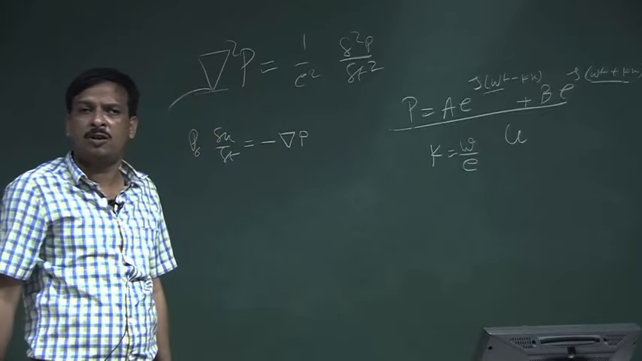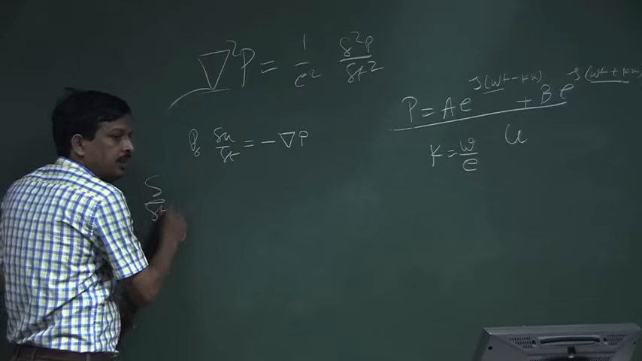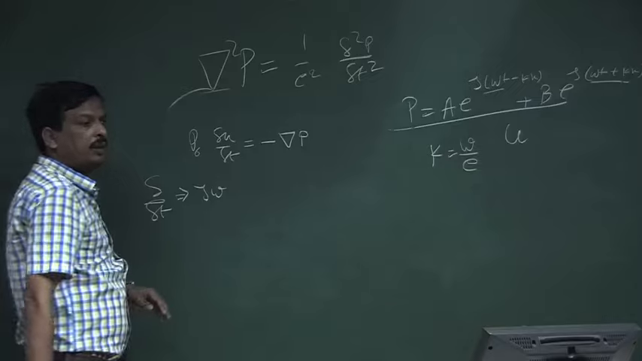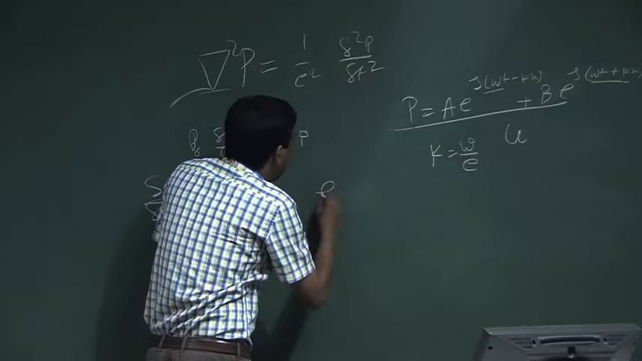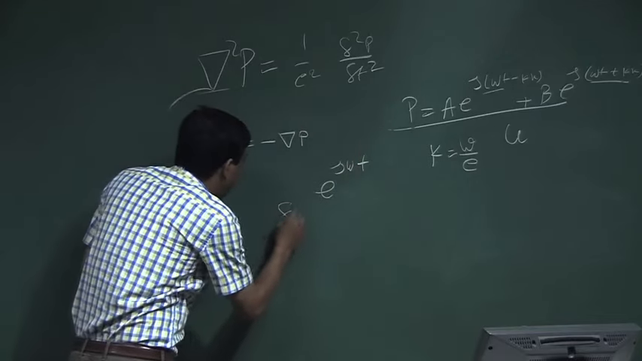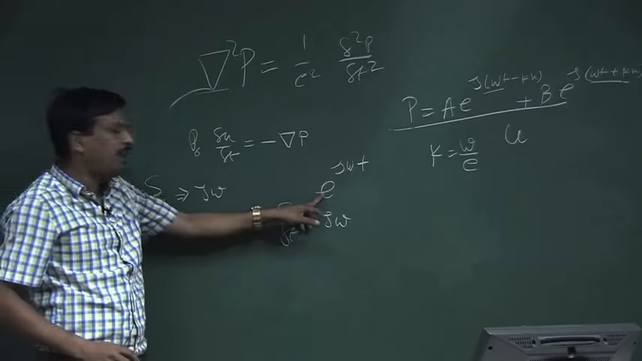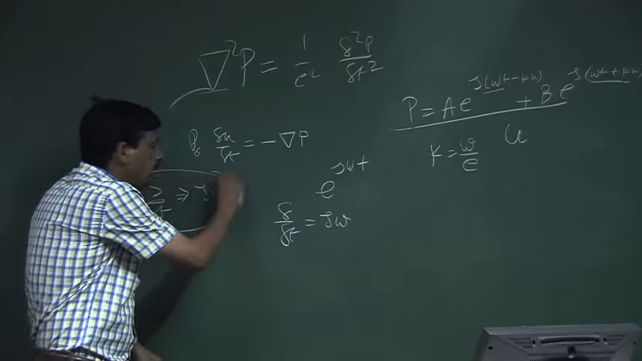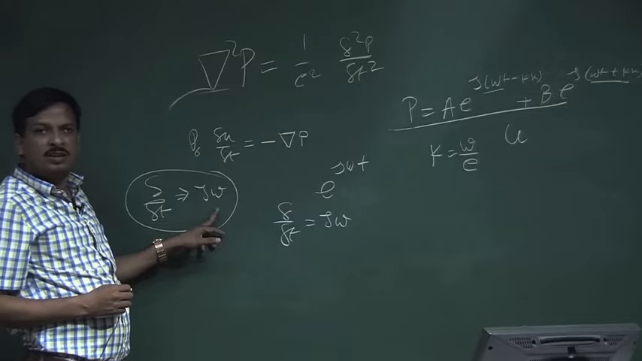minus divergence of p. Now, you know del by del t is written as j omega, because the entire sound field is varying with e to the power j omega t. So, d by dt is nothing but j omega, because if I take the derivative, it only creates the j omega. I will use this convention in many cases. So, differentiation means multiplying by j omega.